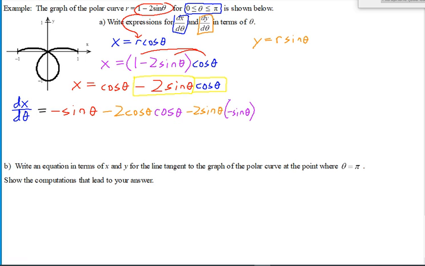And then we can just simplify it a little bit. You could leave it like this, but it'll be easier to work with if we simplify it when we get to part B. So dx d theta is negative sine theta, and then you can combine the cosine, so this would be minus 2 cosine squared theta. And combine the signs, the negatives also cancel out, so it'd be plus 2 sine squared theta. So now we have dx d theta.